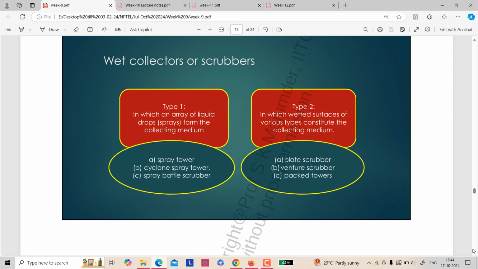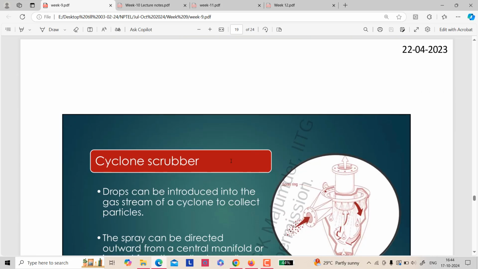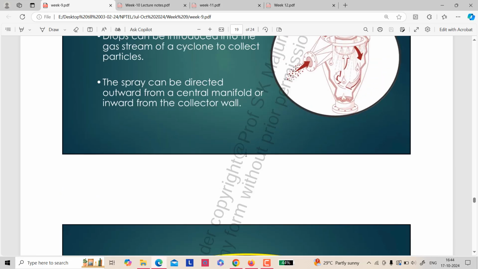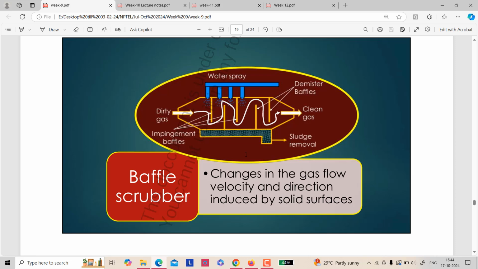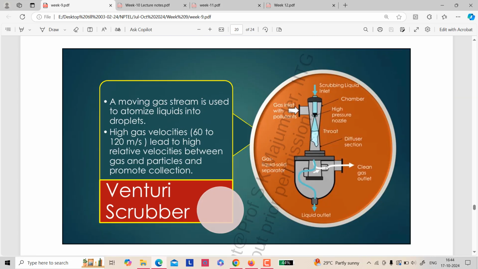Next is the spray scrubber. This is the cyclone scrubber. Drops can be introduced into the gas stream of a cyclone to collect particles. The spray can be directed outward from a central manifold or inward from the collector wall. There is a baffle scrubber and the venturi scrubber, which has a venturi-type shape you can see in the scrubber, and that is called a venturi scrubber.